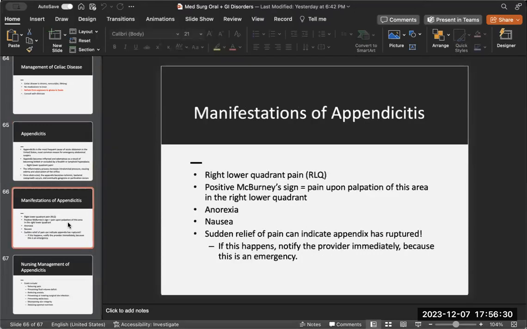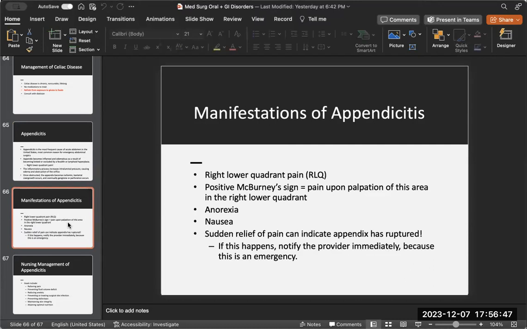Now, I want you to know these manifestations, right? Right lower quadrant pain, positive McBurney sign, pain upon palpation of the right lower quadrant. If they have pain there, expect appendicitis, anorexia, nausea.